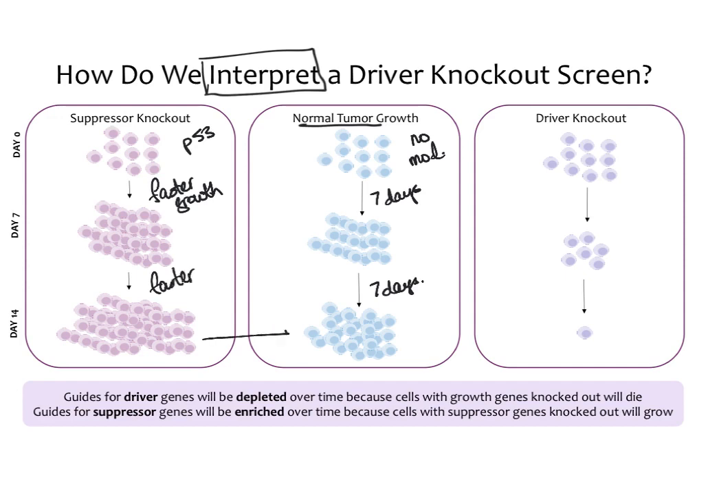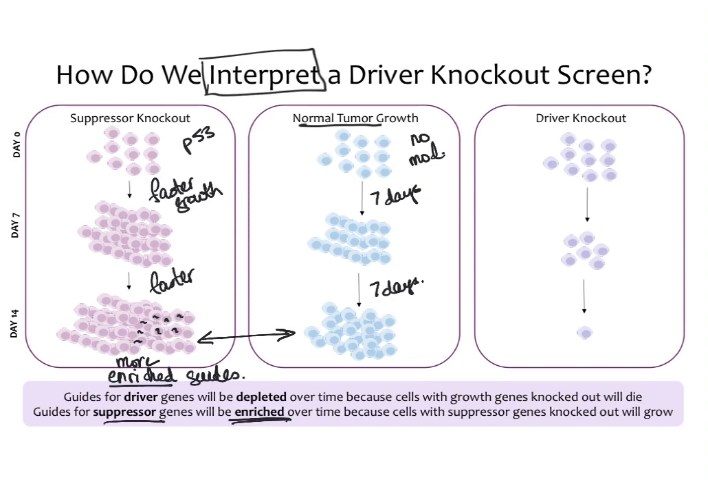So when I compare these two populations, I'm gonna have way more cells here. And because each of these cells contains a guide RNA, when I count my guides, I'm gonna have enriched guides here. There's gonna be way more guides for these cells because I knocked out a tumor suppressor and they're growing much, much faster. And so they're gonna be enriched in guides. So enriched guides means suppressor gene.